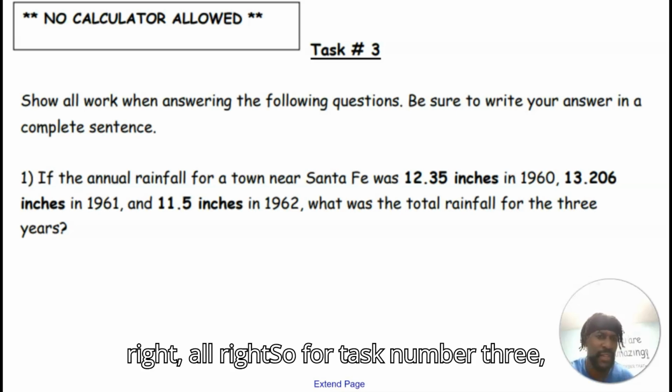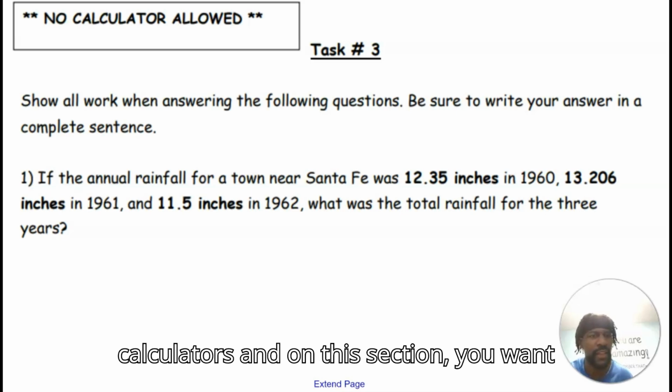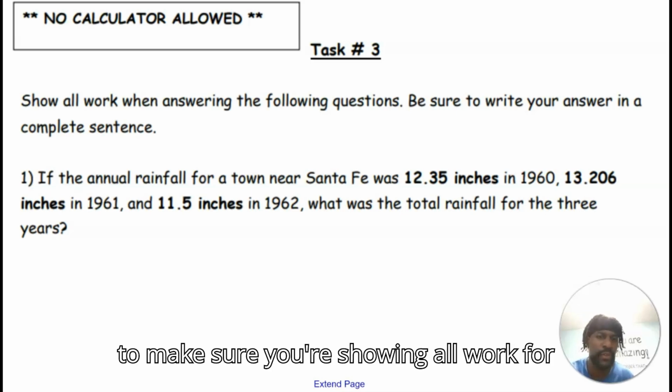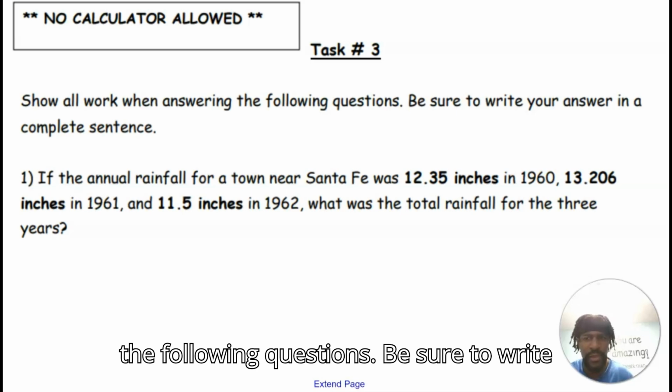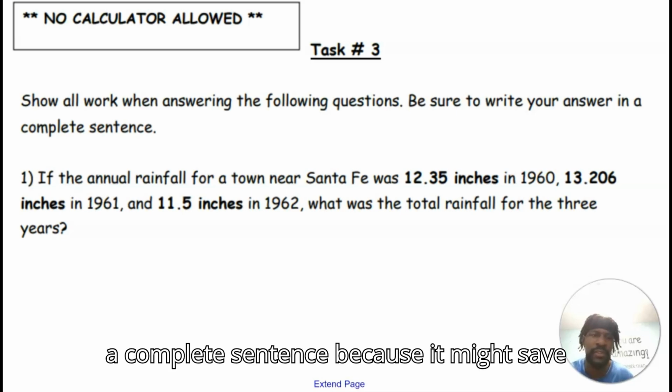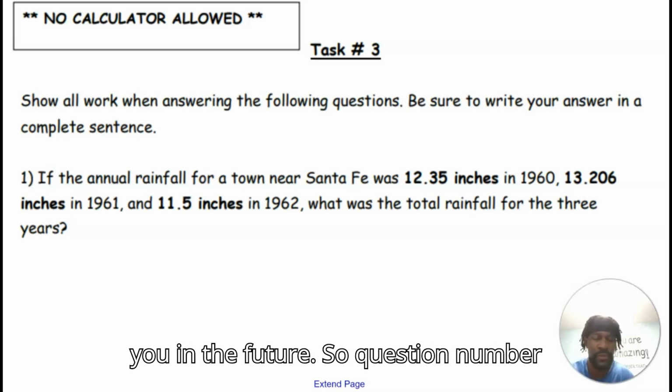Alright. So, for task number 3, again, you're not allowed to use any calculators, and on this section, you want to make sure you're showing all work for the following questions. Be sure to write a complete sentence because it might save you in the future.